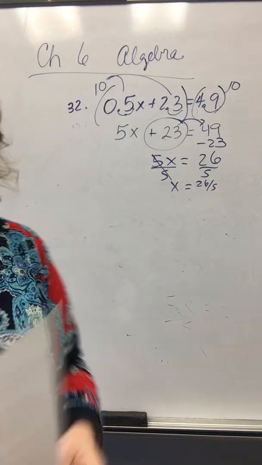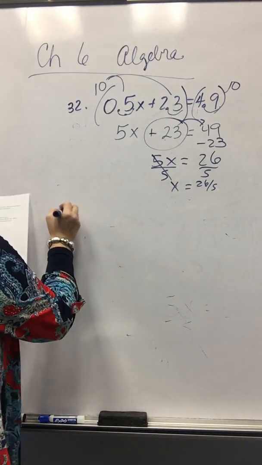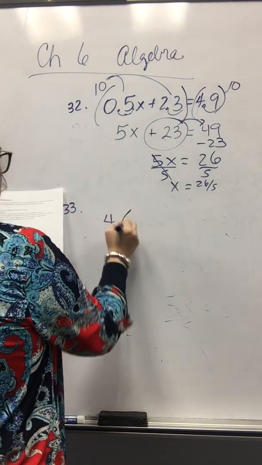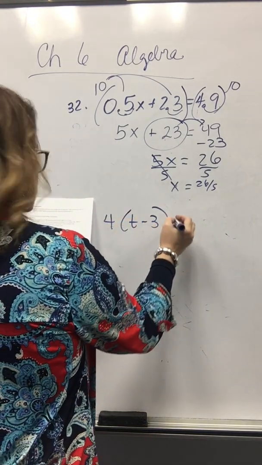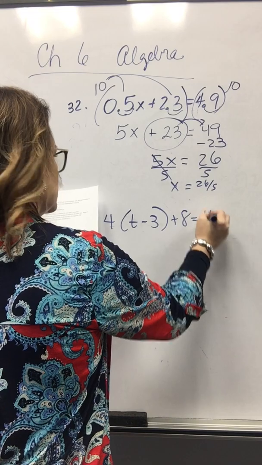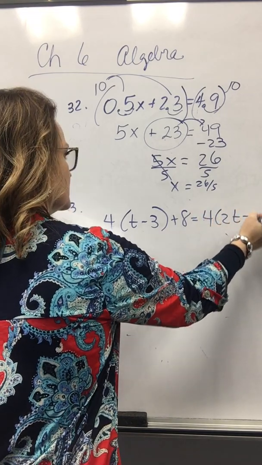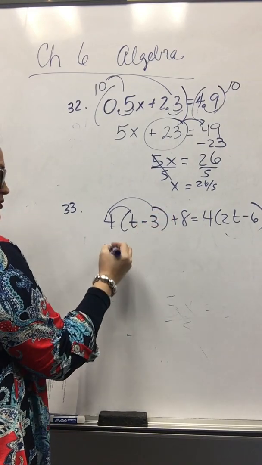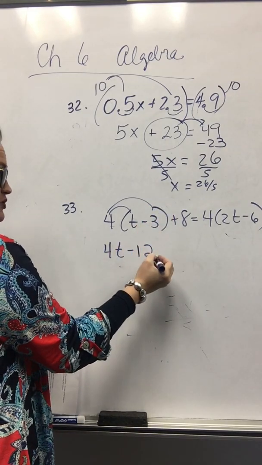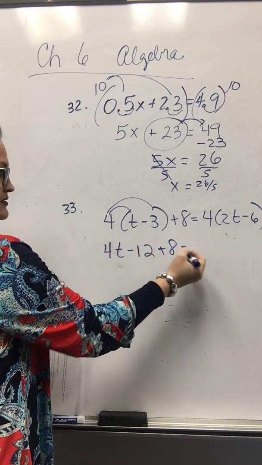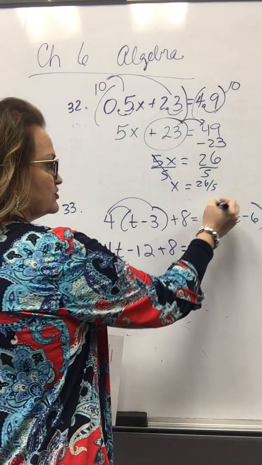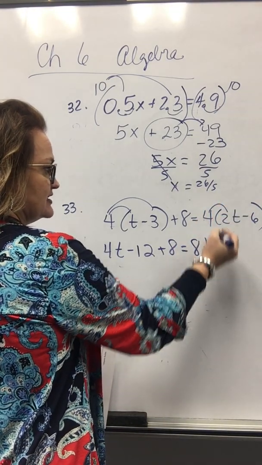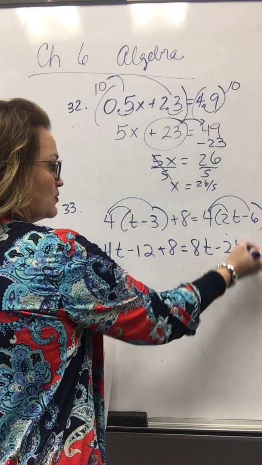All right, then last, number 33. I'm going to use the distributive property on this one. So clean each side up first so we can use our distributive property and make that 4t minus 12, bring down our 8. On the right side, distribute this 4, makes that 8t and minus 24.